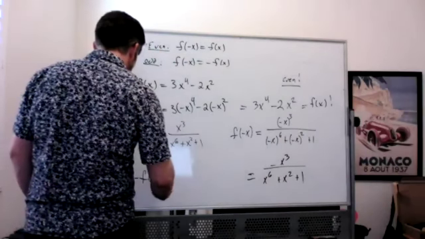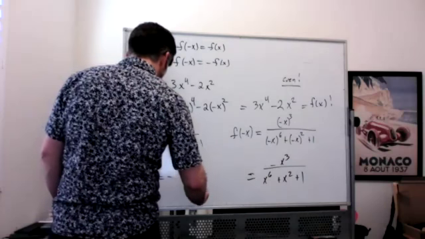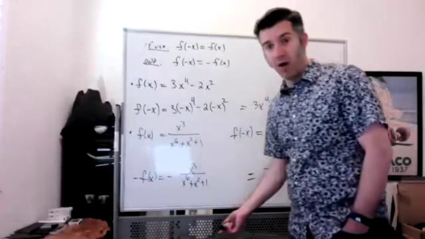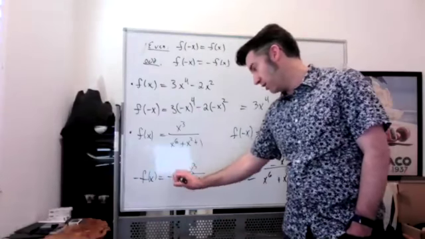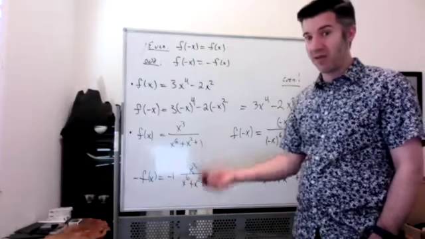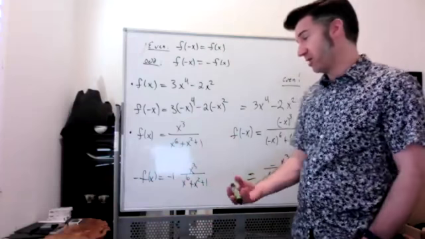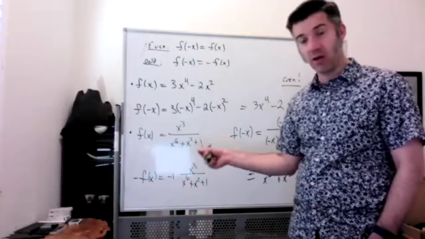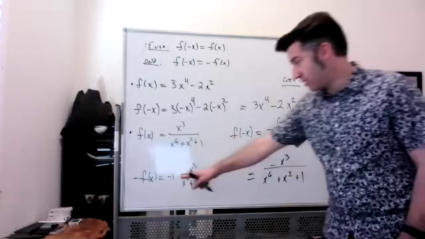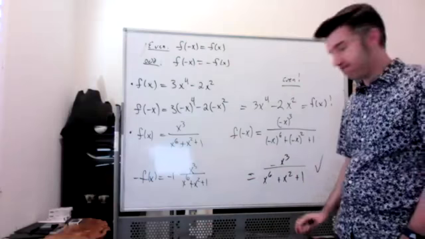Because negative f of x is negative x cubed over x to the 6th plus x squared plus 1. And if you're multiplying a fraction by a negative 1, you multiply either the top or the bottom by negative 1, but not both. Because if you multiply both, you're really multiplying by negative 1 over negative 1, which is positive. So if I multiply the top by negative 1, I do indeed get this. So it's odd.